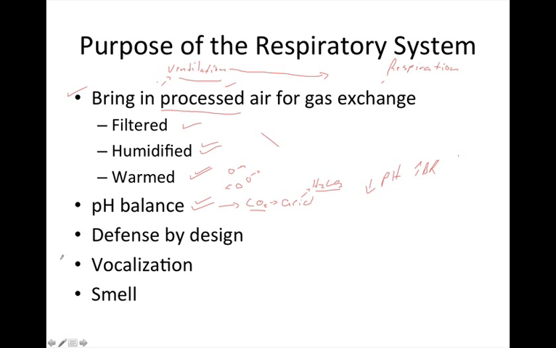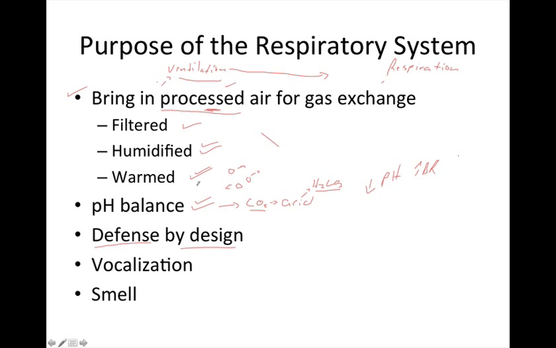Another key aspect of the respiratory system is what I like to call defense by design. Now, if we come back to the main job of the respiratory system, bringing in atmospheric air, remember that is air that's outside of our body that the inside of our body is directly exposed to. So we're breathing in a lot of unwanted materials. Even if you live in an area where there's no pollution, there's still unwanted materials in the air that we just don't want.